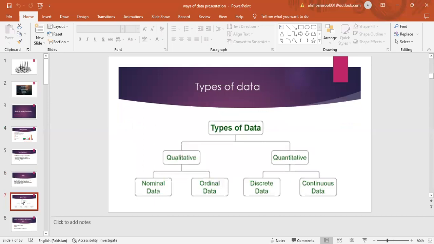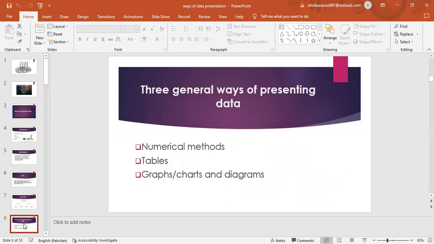Types of data. Data is further divided into qualitative and quantitative data. Qualitative data is further categorized into nominal and ordinal, whereas the quantitative is further divided into discrete and continuous data. Three general ways of presenting data: numerical methods, tables, and charts, graphs, and diagrams.